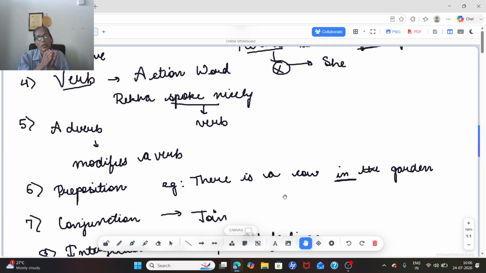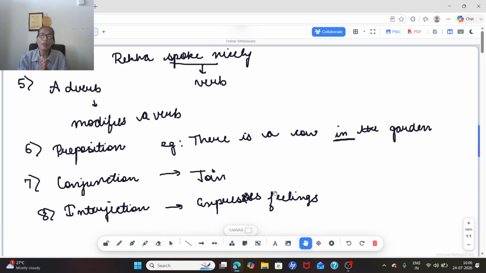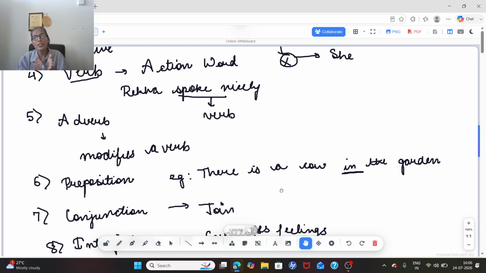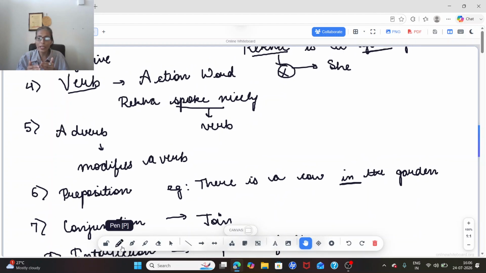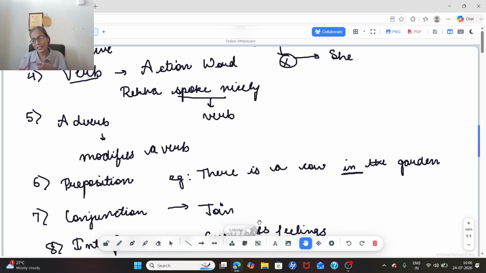Next, an adverb. So, adverb is used to add something to the meaning of a verb. It can add meaning to the adjective also or another adverb also. So, adverb in detail we will be learning later on. Next comes preposition. Preposition, as I said, shows a relationship between the person or thing denoted by a noun or a pronoun. Next comes conjunction. Conjunction is a word used to join words or sentences. Last but not the least, hope you have understood them. So, the last one is interjection. Interjection is a word which expresses some sudden feeling.